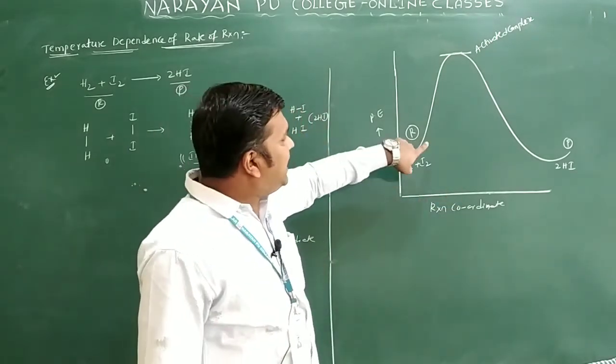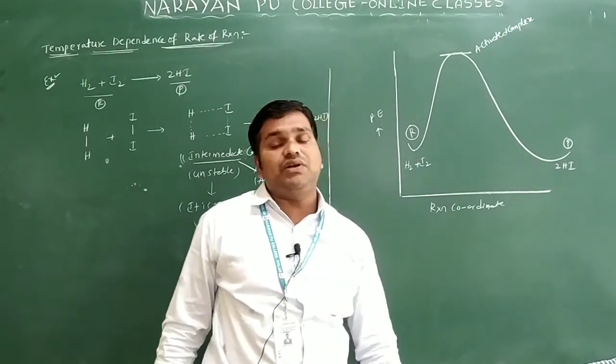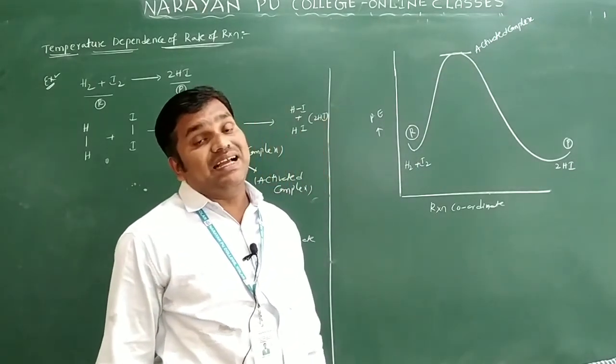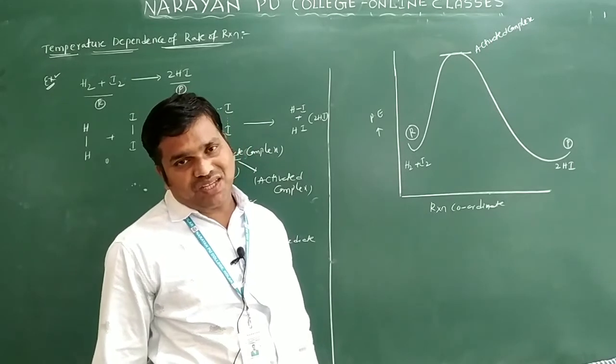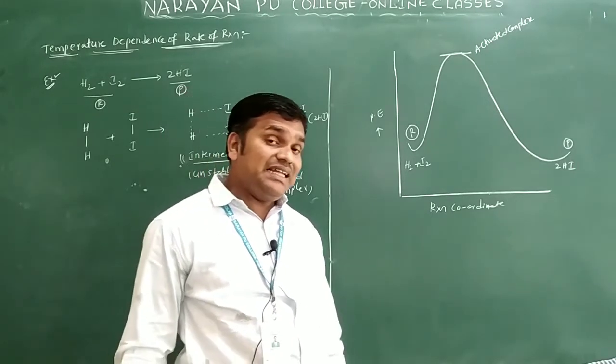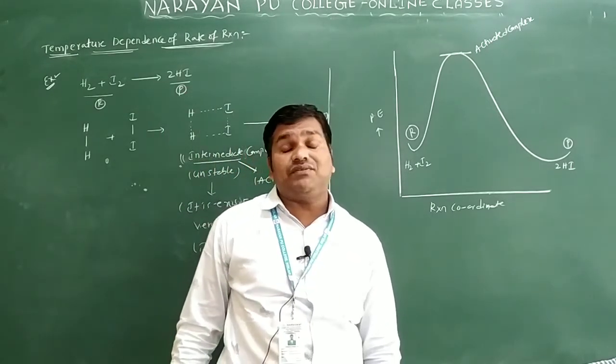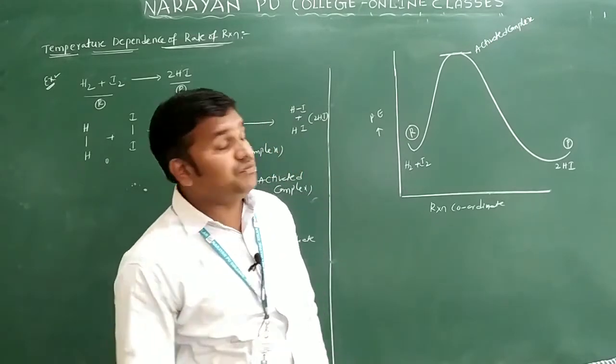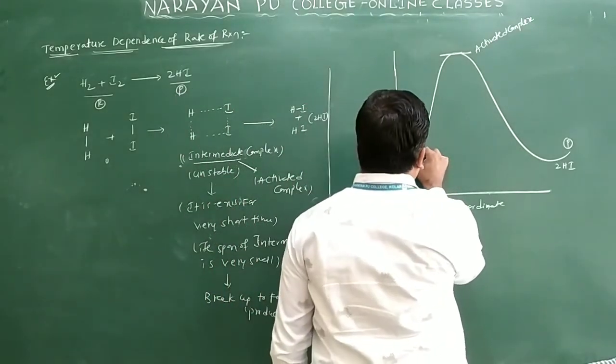Now from this graph I want to tell you some points. The energy required to form an activated complex is called activation energy. What is activation energy? The energy required to form an activated complex is called activation energy. So here I want to draw one line.